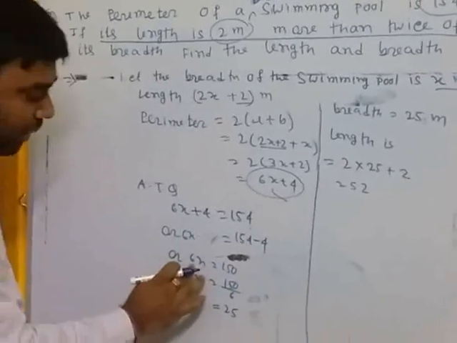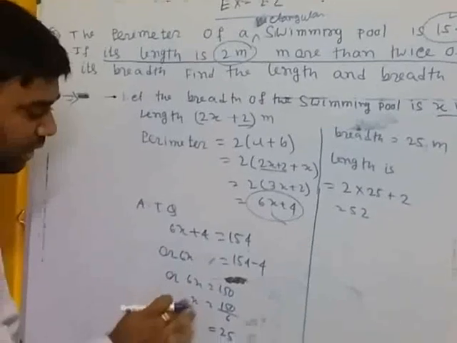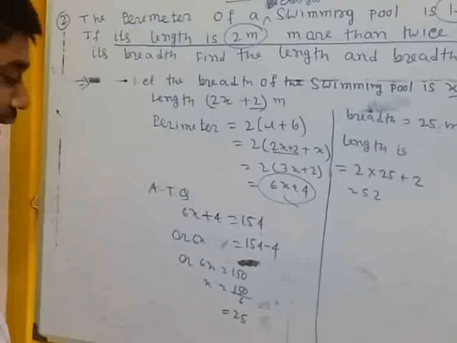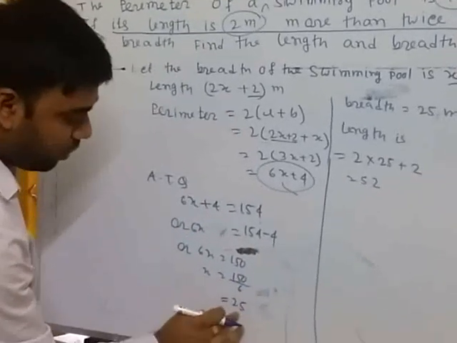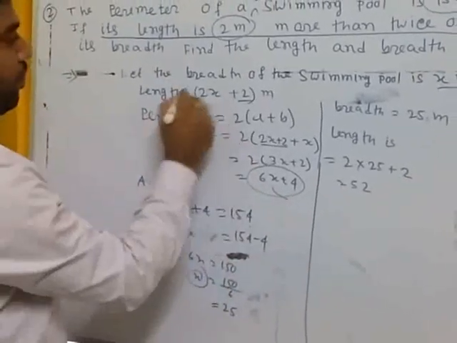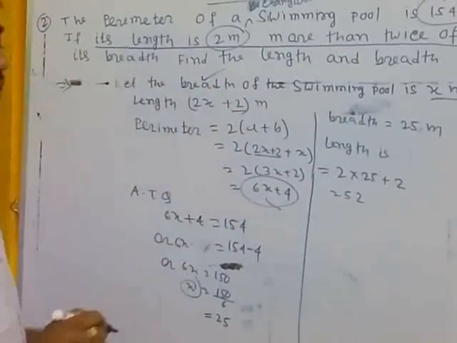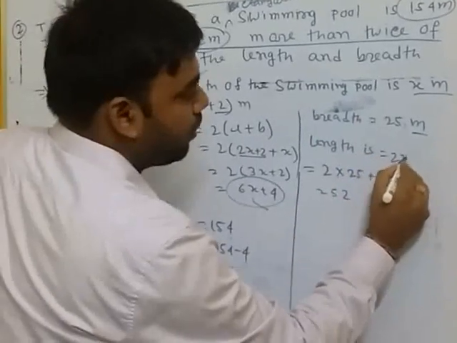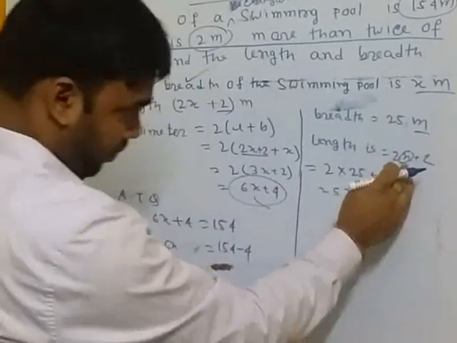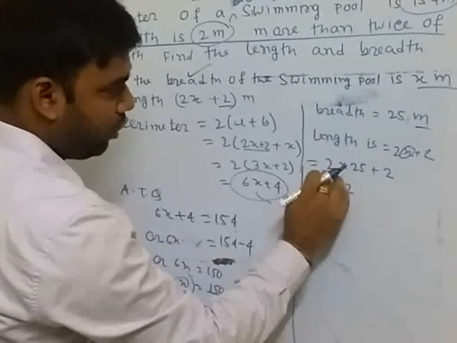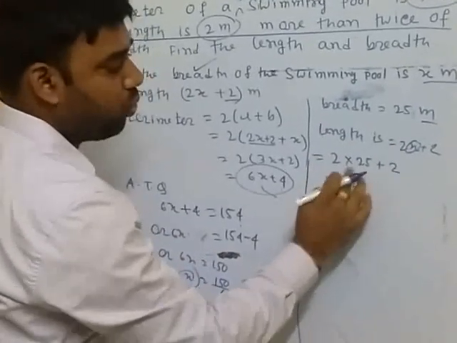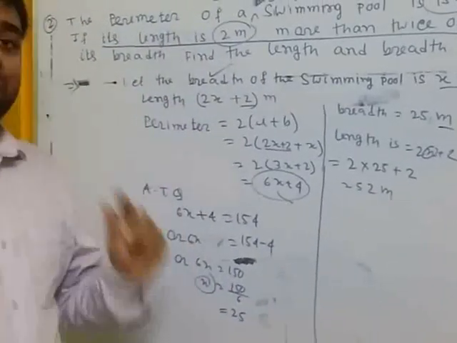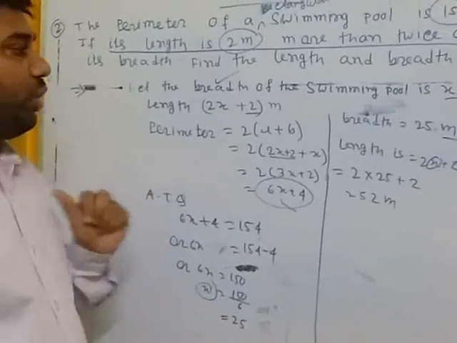6 is in the form of multiplication with x. So transposing 6, it will divide 150 by 6, so x is 25. X means breadth. So breadth is 25 meters and length equals 2x plus 2. Putting in the value of x, that is 2 into 25 plus 2, that is 50 plus 2, 52 meters. So length equals 52 meters and breadth equals 25 meters.